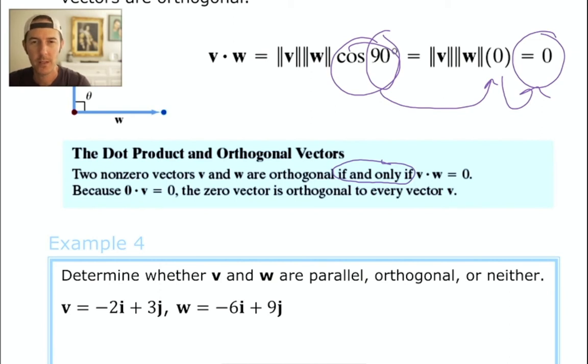We end up using this very specific language, if and only if. So two non-zero vectors v and w are orthogonal if and only if their dot product is 0. The if and only if means that you could basically read the sentence from right to left. V dot w equals 0 if and only if two non-zero vectors v and w are orthogonal. In other words, meeting at a 90-degree angle.